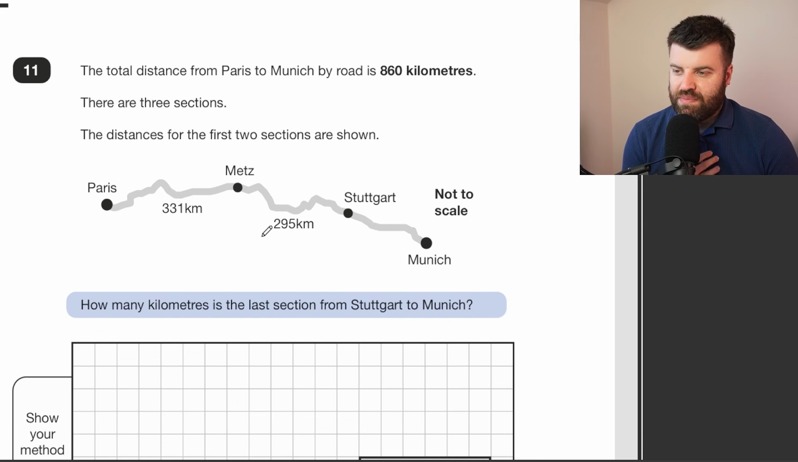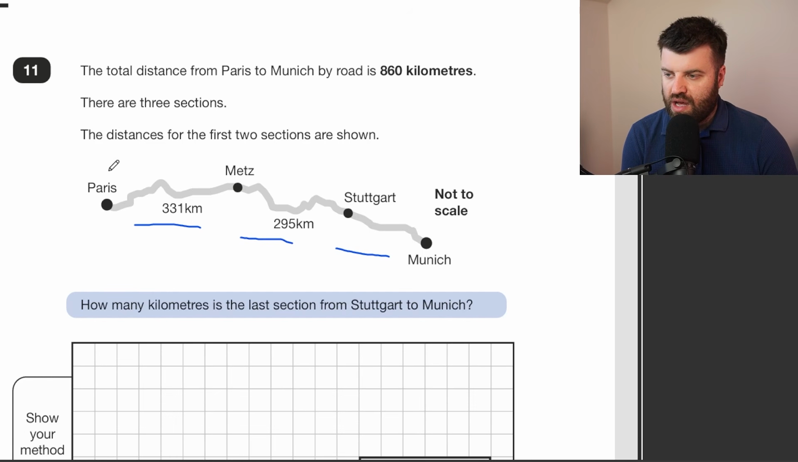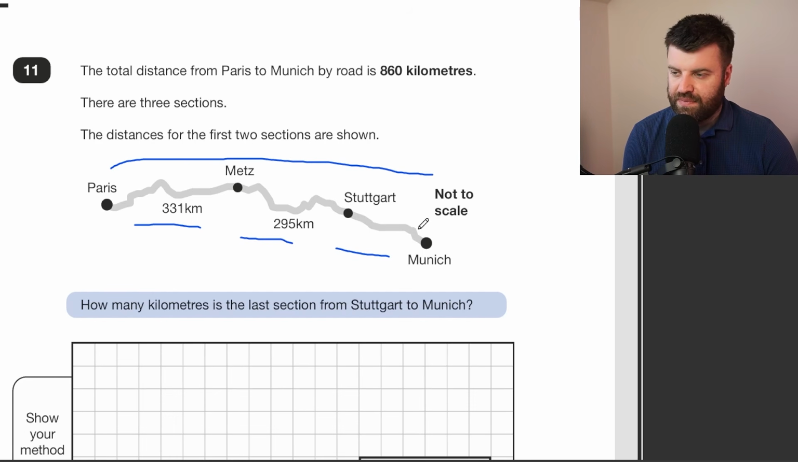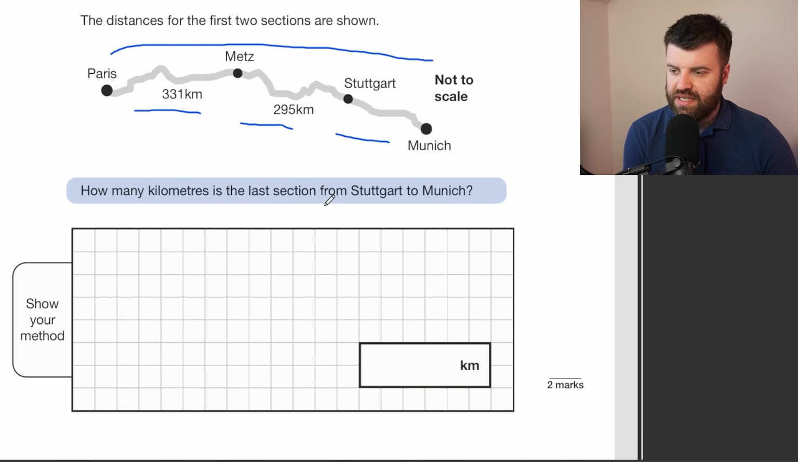The total distance from Paris to Munich by road is 860 kilometers. There are 3 sections. This is the classic SATs question that always comes up. 3 parts to a whole and 1 part is missing. The distances for the first 2 sections are shown. How many kilometers is the last section from Stuttgart to Munich?